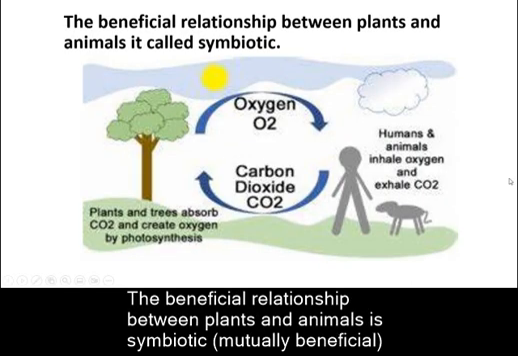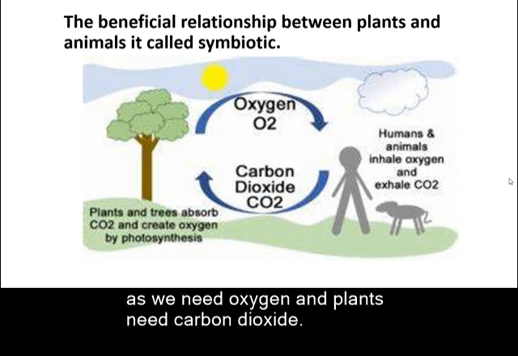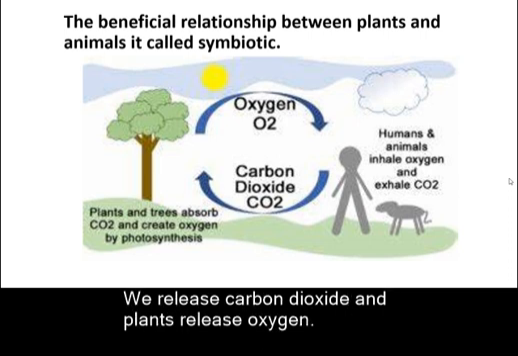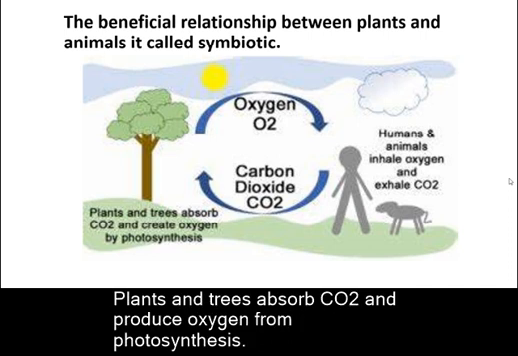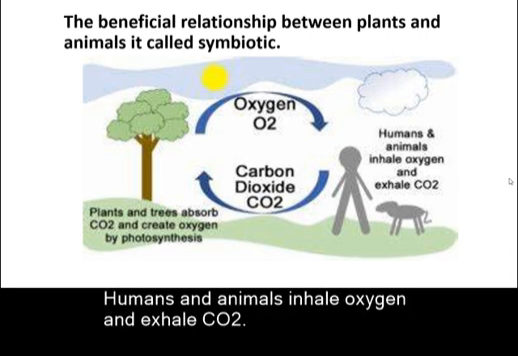The beneficial relationship between plants and animals is symbiotic, mutually beneficial. As we need oxygen and plants need carbon dioxide, we release carbon dioxide and plants release oxygen. Plants and trees absorb CO2 and produce oxygen from photosynthesis. Humans and animals inhale oxygen and exhale CO2.